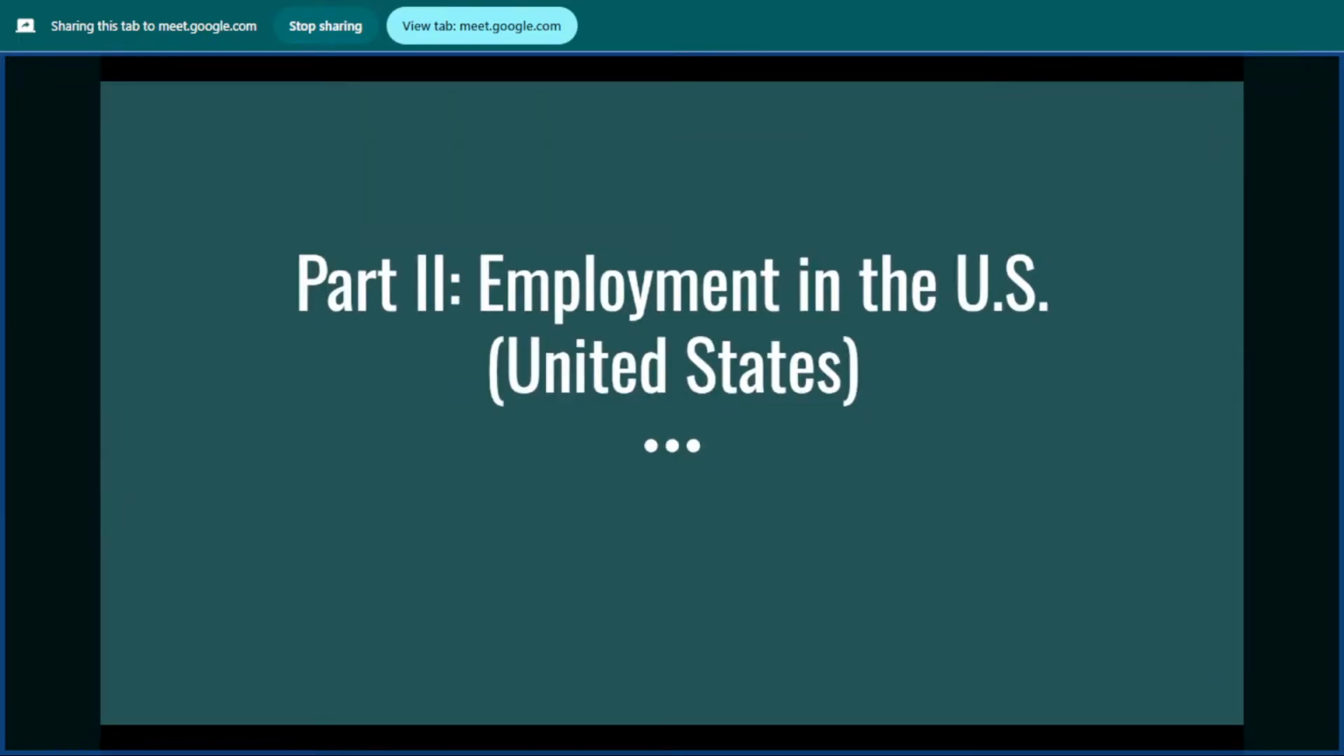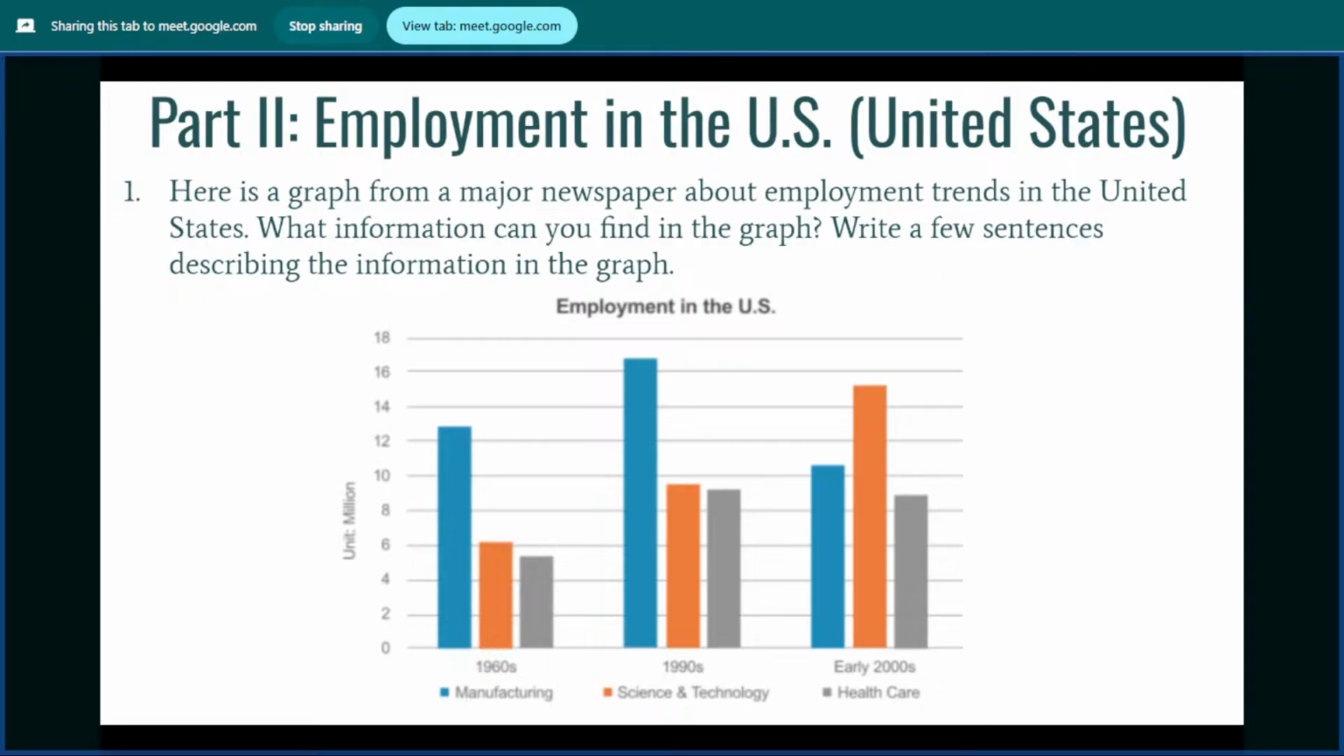Okay, moving to the next part. Here we have an article about employment in the US. But before we look at the article, I want you to look at this chart, the graph from a major newspaper about employment trends in the US. You have to mark down what information you can find and put it in a paragraph. You have different eras, like the 1960s, 1990s, and early 2000s, and the colors are also given. So write a paragraph putting forward all the information given in the graph. Understood what you have to do? Try doing it quickly. Don't spend more than 8 minutes.